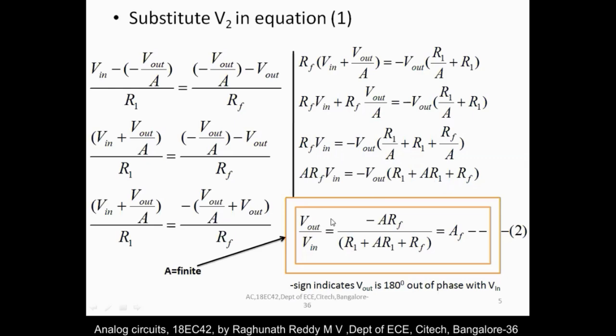Vout by Vin is nothing but closed loop gain, minus A RF divided by R1 plus A R1 plus RF. Its negative sign indicates there is 180-degree phase shift between Vin and Vout, because we are applying the input voltage to the inverting input terminal.